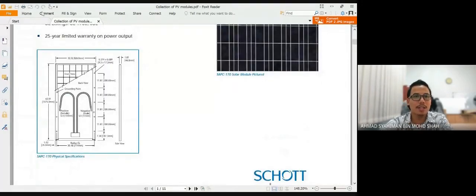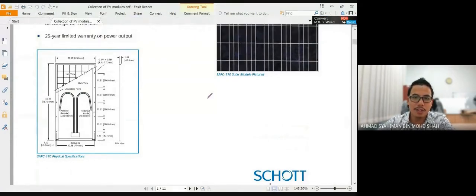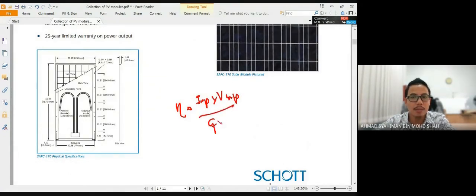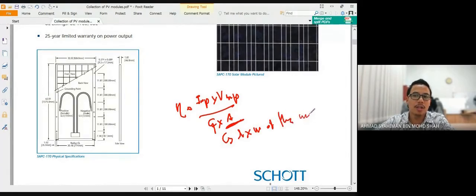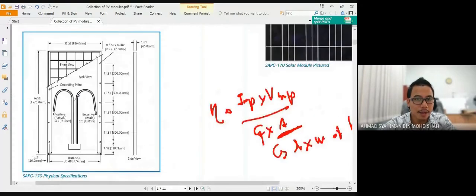Kalau you ingat tadi saya cakap kita ada pengiraan apa nama tu? Conversion efficiency. Betul tak? Conversion efficiency yang pengiraan itu IMP darab VMP, multiply with A. So A ni lah adalah length multiply with width of the module. Okay, mana dapat sini? Ni dia.